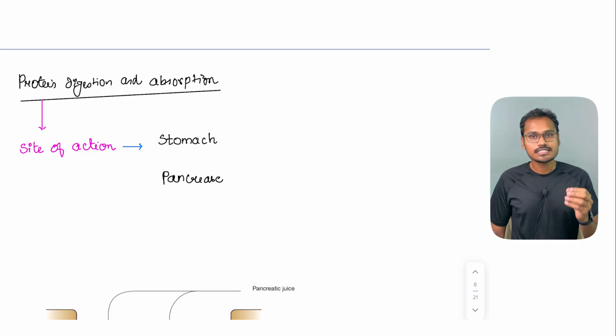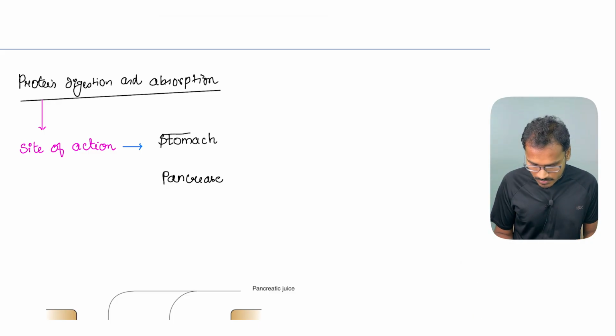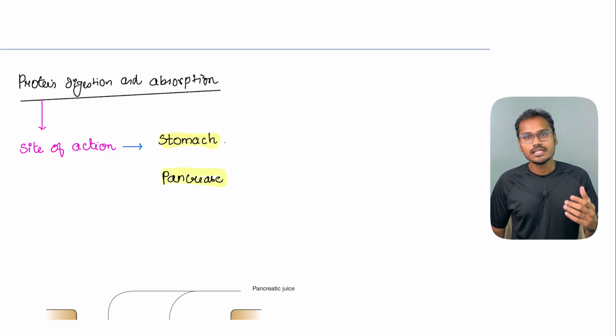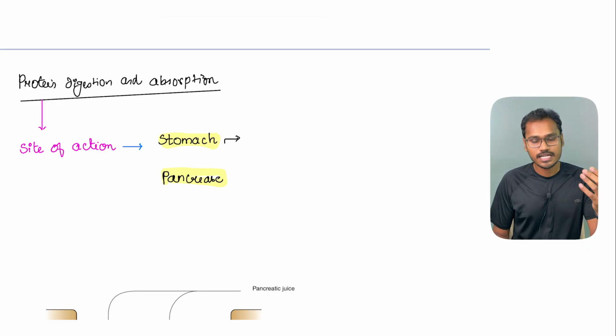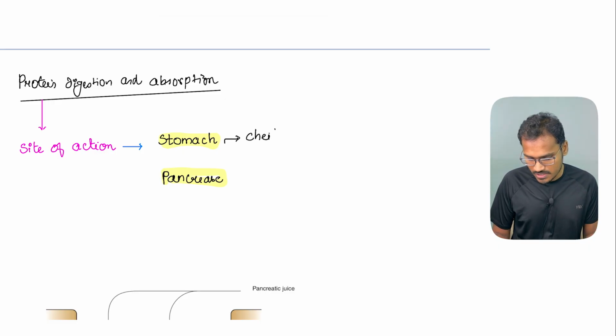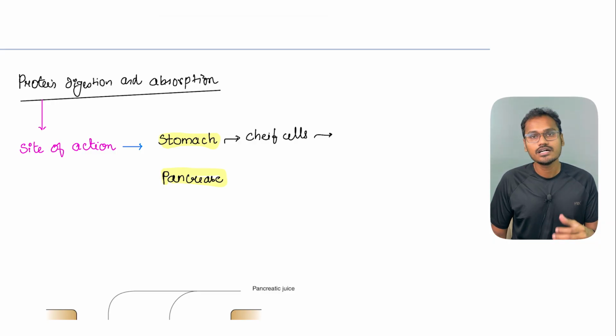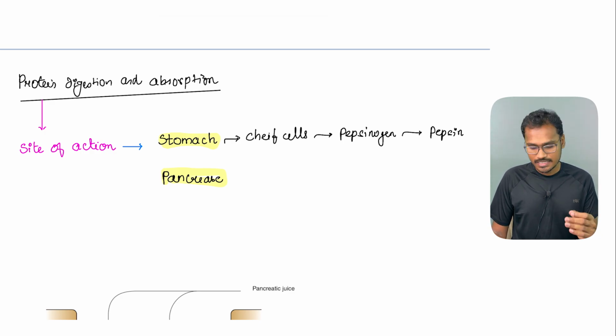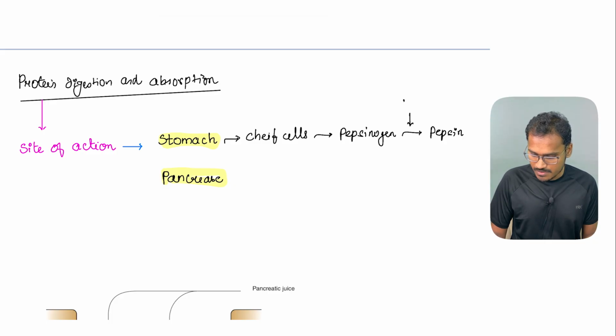In protein digestion, the site of action is primarily the stomach and the pancreas. In the stomach, the chief cells in the GI tract, as we saw earlier, secrete or produce a substance called pepsinogen. This pepsinogen will further get converted into pepsin. This is one important thing. The pepsin activation happens because of the HCl produced by the parietal cells. So we have one important substance, the pepsin.